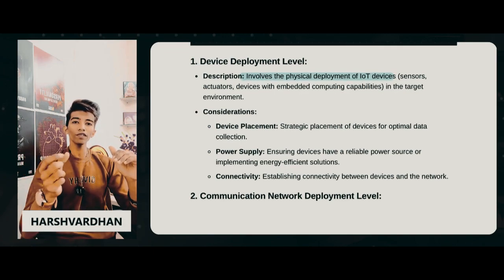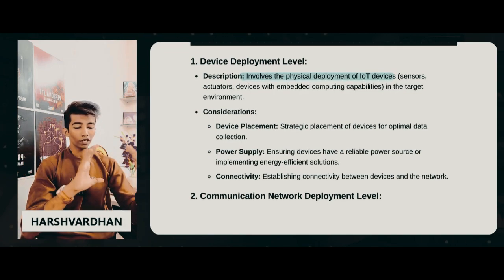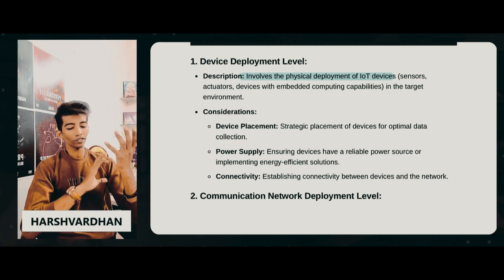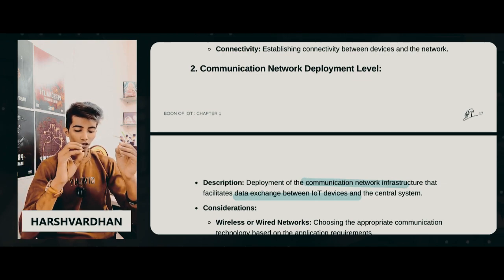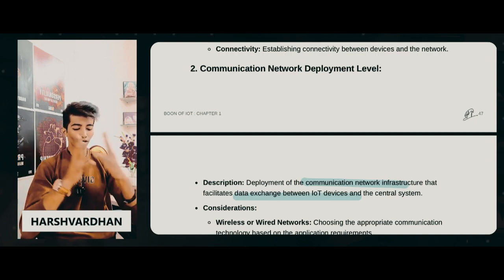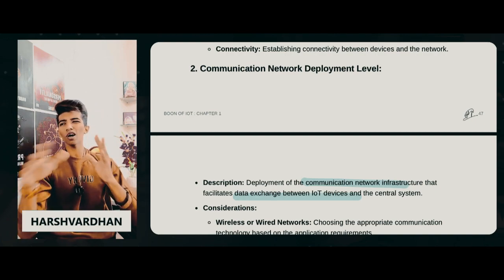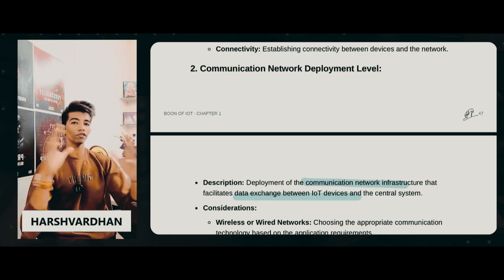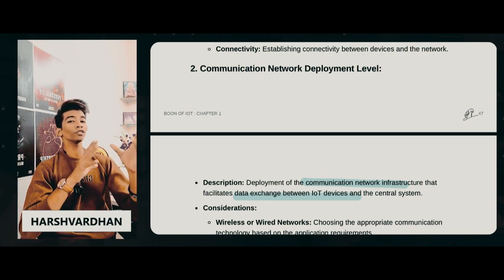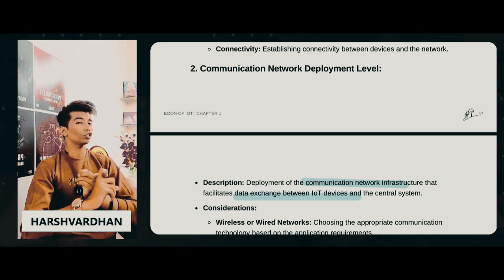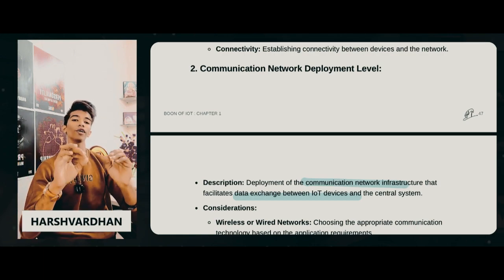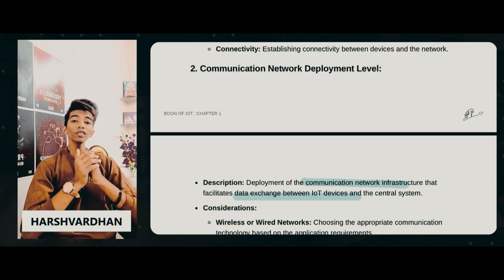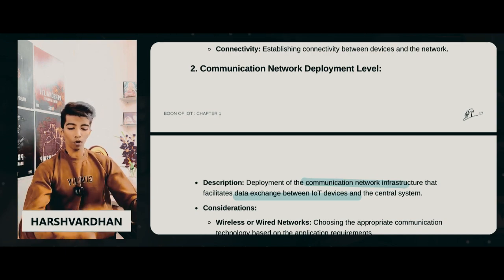Now talking about a few of them in detail, device deployment involves physical deployment of IoT devices such as hardware, actuators, and sensors in the environment. The communication network deployment model consists of the communication network infrastructure that facilitates data exchange between IoT devices. Suppose there are two or more sensors installed in that studio. All these sensors communicate with each other through the communication network deployment level, and accordingly they do their functions. So this is your communication network deployment level.